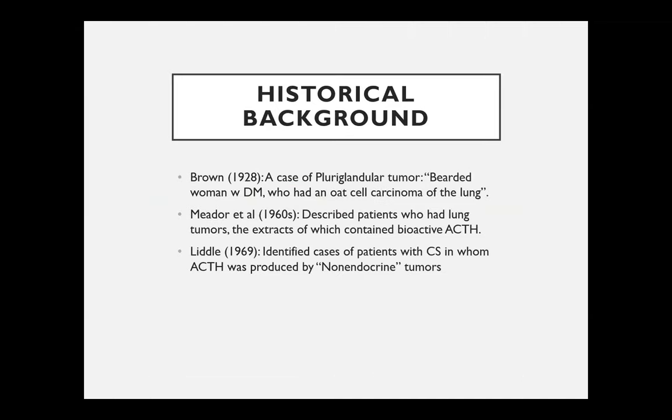The first case of ectopic Cushing's was described in 1928 when Brown described a case of pleural glandular tumor. Actually, he described the case of a British woman with diabetes who had an oat cell carcinoma of the lung. In the 1960s, Meador described patients who had lung tumors, the extracts of which contained bioactive ACTH. In 1969, Liddle identified cases of patients with Cushing syndrome in which ACTH was produced by non-endocrine tumors. Since then, multiple case reports and series have been reported in the literature with ectopic Cushing's derived from different types of underlying malignancy.